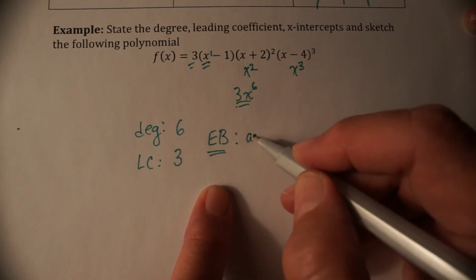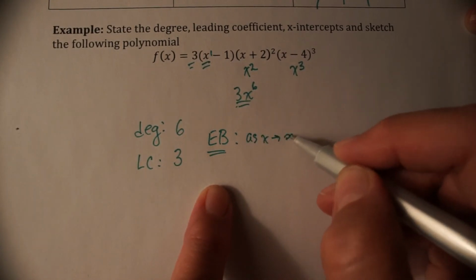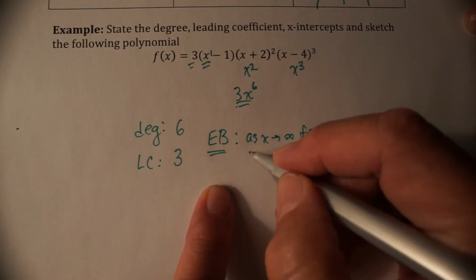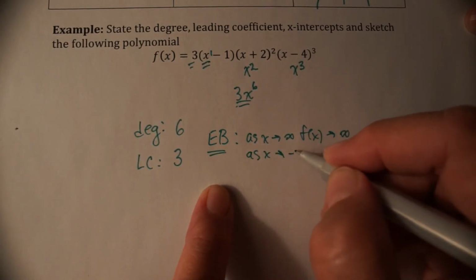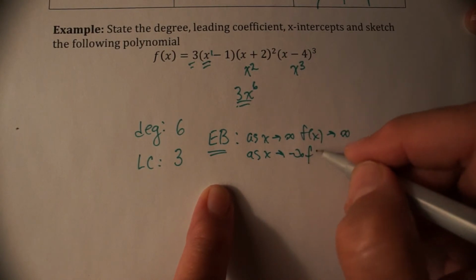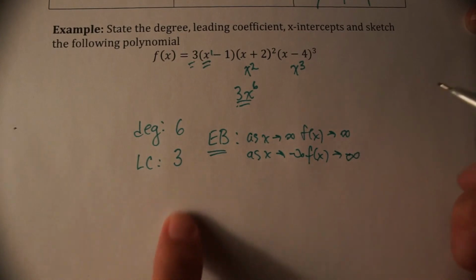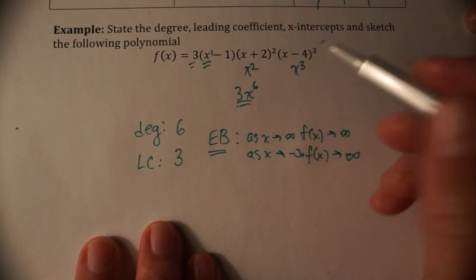So how do we write that? We say as x approaches infinity, f of x approaches infinity. As x approaches negative infinity, it's also going up. So f of x is approaching positive infinity. Okay, so that's going to help us.